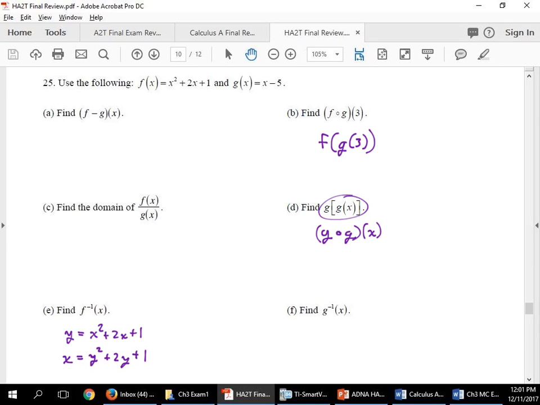Now your job is to get the y alone. That's going to be this. Okay, so let's see that. How do I get the y alone here? This is what you do. You got to complete the square. There's no other way to do this.